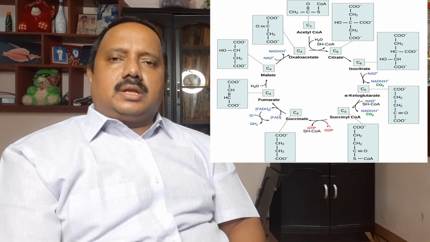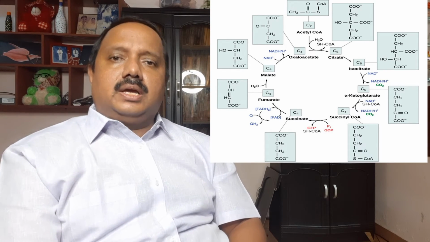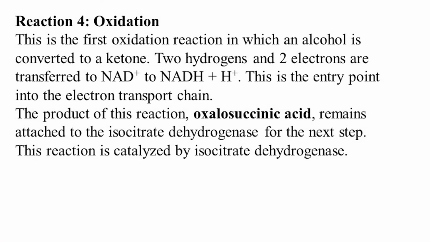The reaction 4 is the decarboxylation reaction. This is the first oxidation reaction in which an alcohol is converted to ketone. The two hydrogens, two electrons are transferred from NAD to NADH2. This is the entry point into the electron transport chain. The product of this reaction, oxalosuccinic acid, remains attached to the isocitrate dehydrogenase for the next step. This reaction is catalyzed by isocitrate dehydrogenase.